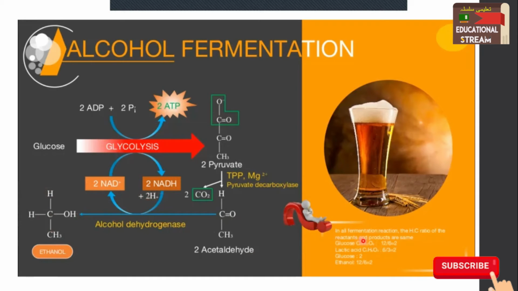If you see all the fermentation reactions, the hydrogen to carbon ratio of the reactant and product remains the same. The hydrogen to carbon ratio for glucose is 12 to 6, which is equal to 2. And for lactic acid, it is 6 over 3, 6 hydrogen and 3 carbon, so the ratio is again 2. And for ethanol, it's again 2. So in all fermentation reactions, the ratio remains the same.